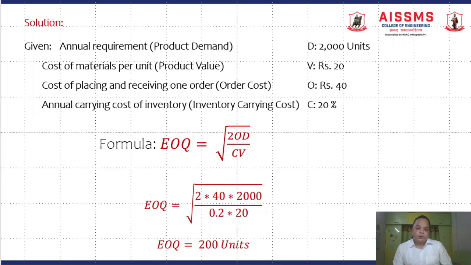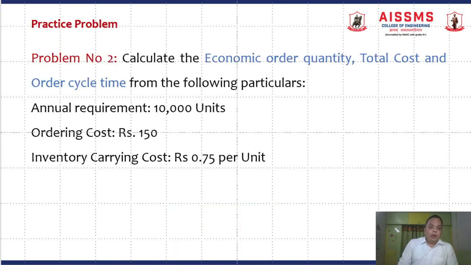A very simple example to solve. We will try to solve another problem in which the given data might be different. Now here they are saying, calculate the economic order quantity, total cost and order cycle time from the following particulars. Annual requirement is 10,000 units, this is our D. Ordering cost is 150, which is nothing but our O. Inventory carrying cost is 0.75 per unit.